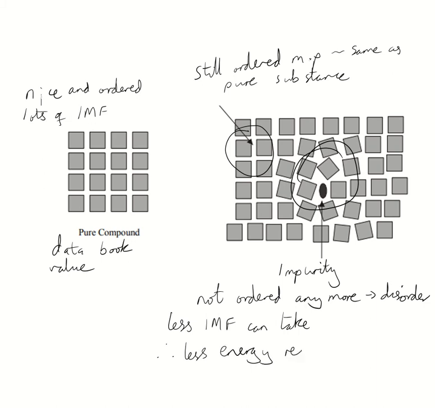So if we've got less intermolecular forces, then less energy is required to break them. And if less energy is required to break them, the melting point will be lower. So this region, the melting point is still going to be fairly high. This region, the melting point is going to be lower.